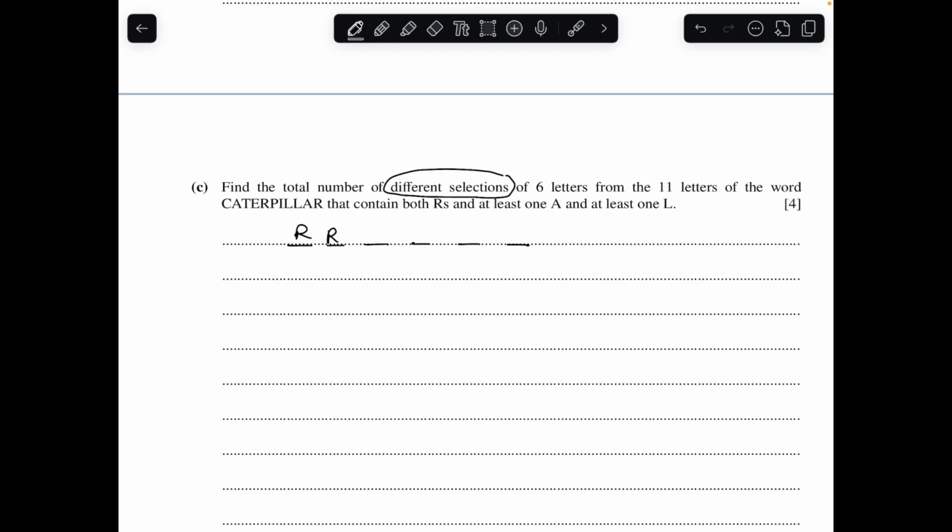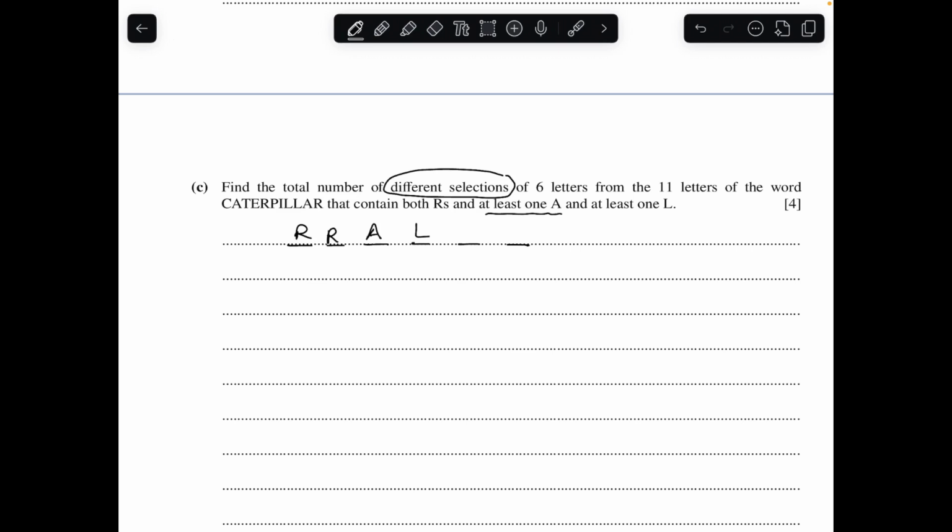Let me write that down. At least one A. So it could be one A or it could be more. And at least one L. So again, one L or more. So the rest remaining spaces could be filled up by any other letter.